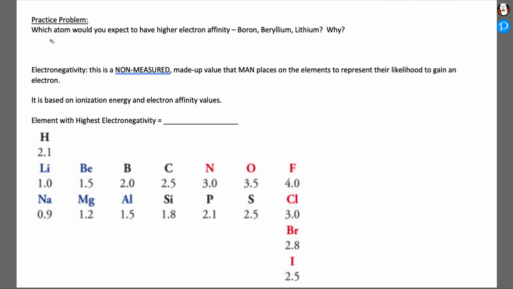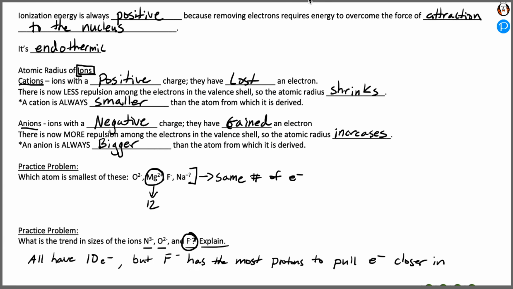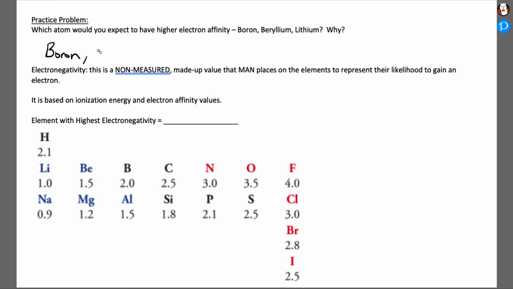So let's take a look at this practice problem. Which atom would you expect to have the higher electron affinity? Boron, beryllium, or lithium? Out of those choices, it would actually be boron, because if we look at the periodic table, boron is the furthest this way. In other words, it's the most non-metallic. Boron is the most "non-metallic" element.